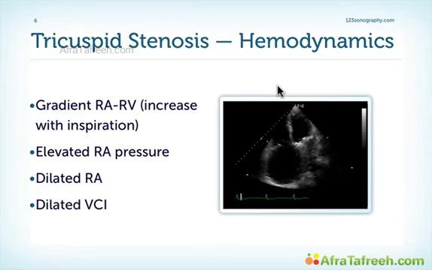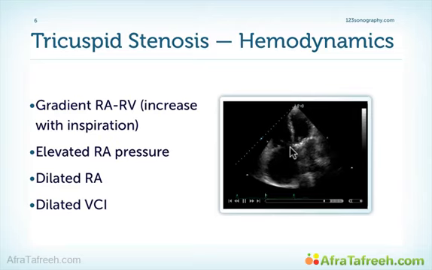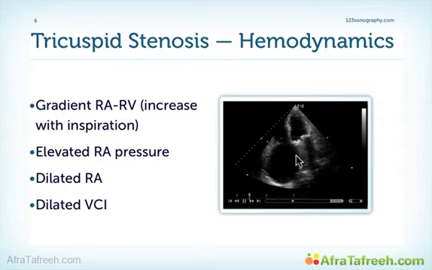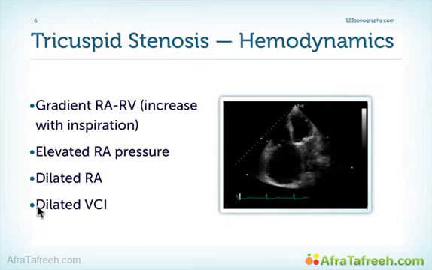To understand these, we have to look at the hemodynamics of TS. The major problem in this form of valvular heart disease is the presence of a gradient between the right atrium and the right ventricle. So we have obstruction to inflow basically. And this elevates the pressure in the right atrium, and therefore we see an enlarged right atrium. Now this increase in pressure also translates down into the vena cava inferior. Therefore we also see a large inferior vena cava.